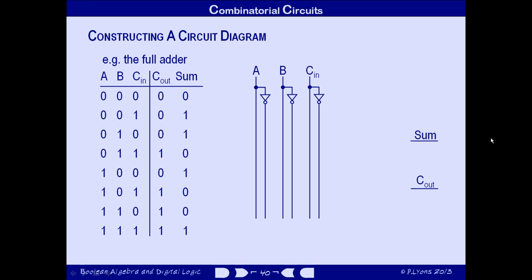So now we can start generating the circuit diagram. We'll design a subcircuit that produces the sum output first. We start by scanning down the sum output column until we find a 1. So that entry in the truth table is telling us that the sum output is a 1 whenever the A, B and C inputs are respectively 0, 0 and 1.